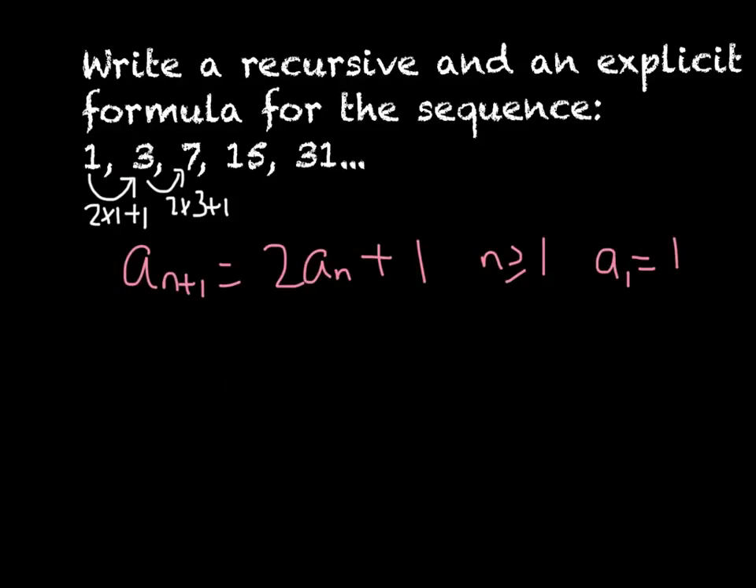For the explicit formula, if we look at the elements here, we can see that they're all equal to 1 less than a power of 2. So with a bit more thinking, we can come up with an explicit formula that says an equals 2 to the power of n minus 1.